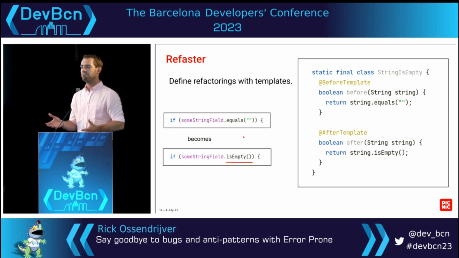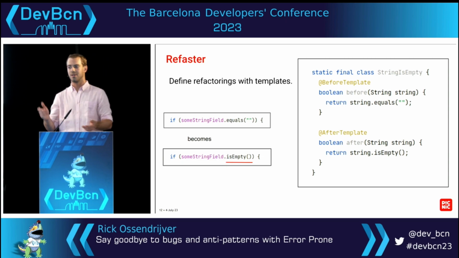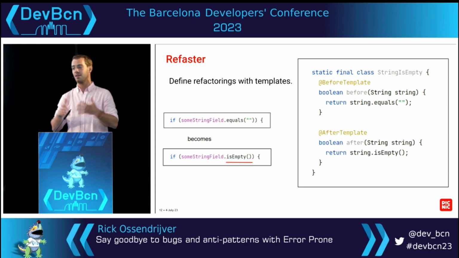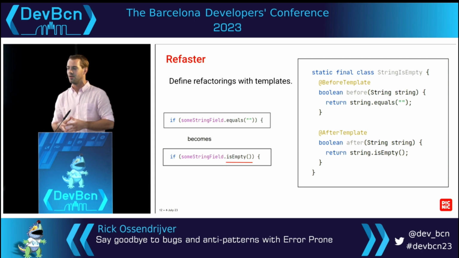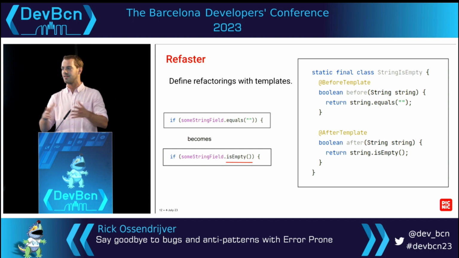As you can see, it's a fairly easy way of specifying a refactoring. And of course, this is a simple example, but you can do this with a lot of things. The only downside to Refaster is that it only works on expressions and statements, which generally means things inside method bodies.